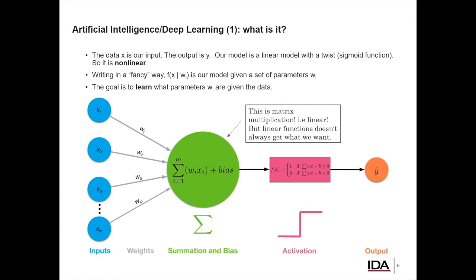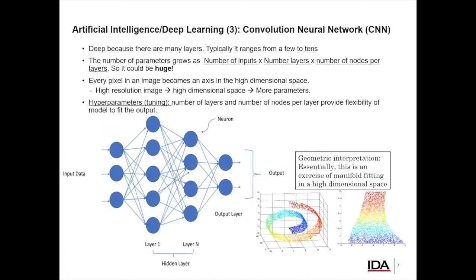This is called the sigmoid function, also called the activation function. Again, the goal here is exactly the same: given the model, find all the parameters that best fit the data. A little bit of terminology, and then we go into a little more detail on the math of what's called the convolution neural network.